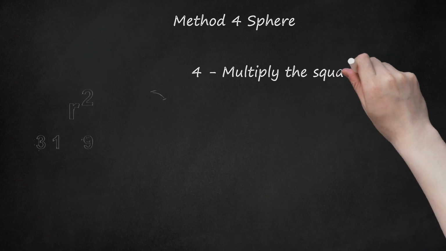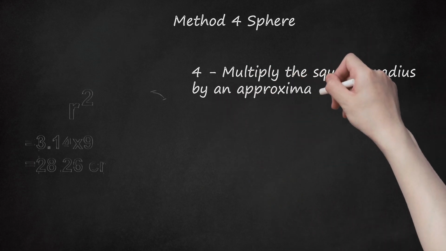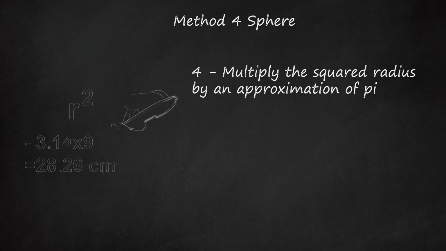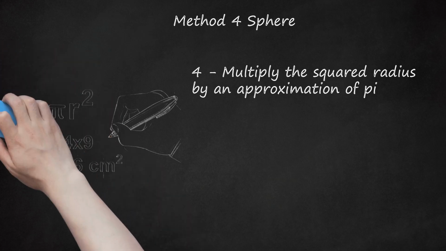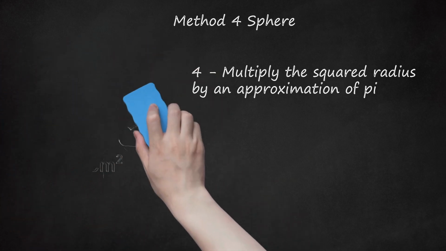4. Multiply the squared radius by an approximation of pi. Pi is a constant that represents the ratio of a circle's circumference to its diameter. It is an irrational number that has many decimal digits. It is frequently approximated as 3.14. Multiply the squared radius by pi, or 3.14, to find the area of one circular section of the sphere. Example: pi * r² is equal to 3.14 times 9 equals 28.26 square centimeters.